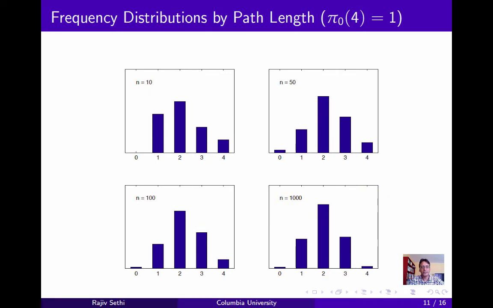Now here's a different set of frequency distributions, starting from the state 4, and you can see that for a short sample path these are skewed towards the right, but seem to be converging to the same symmetric distribution as we had from a different initial condition.